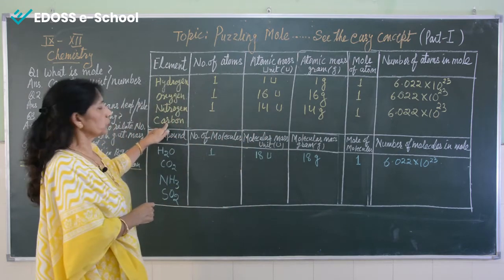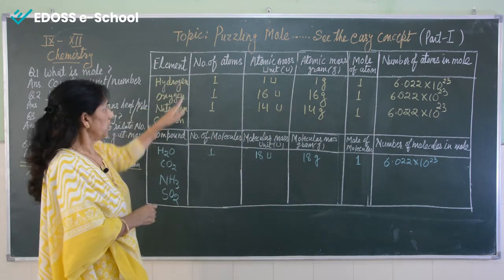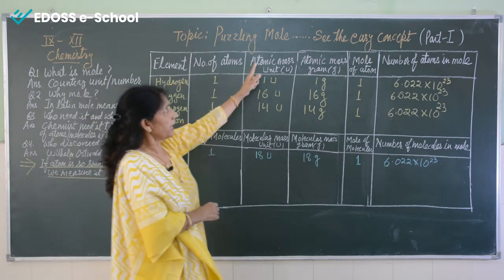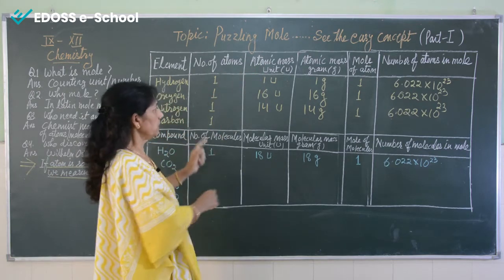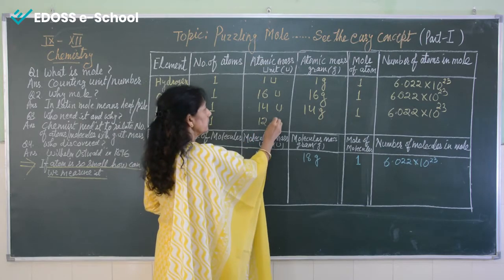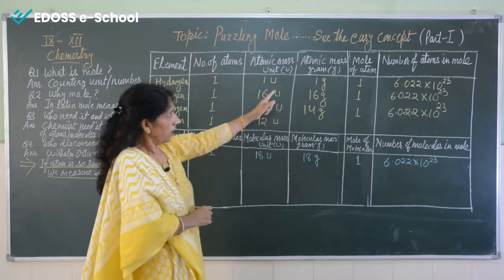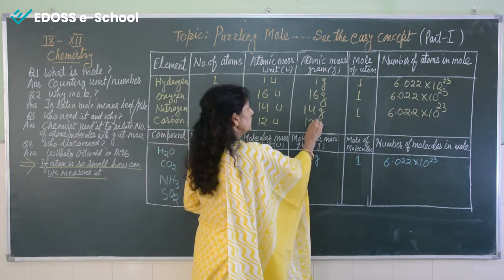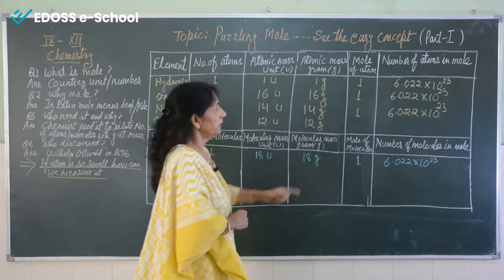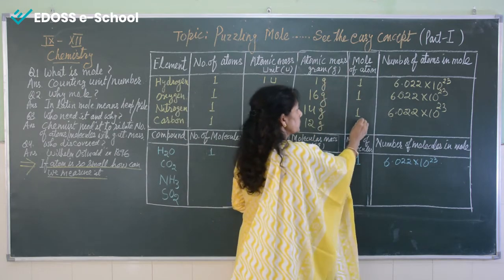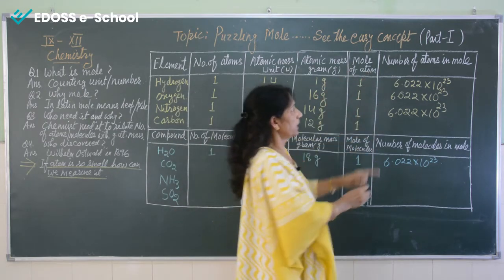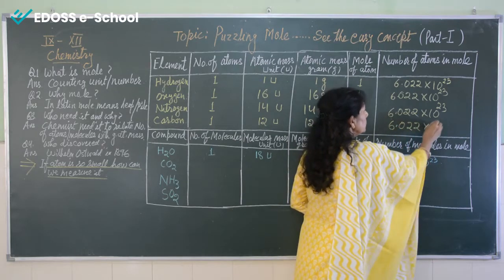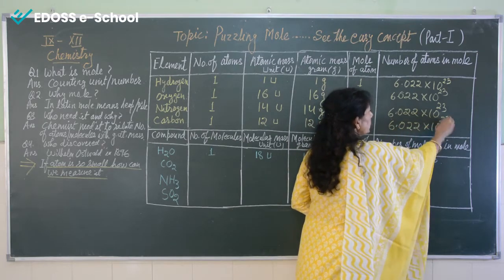Now if I am coming to carbon, the number of atoms I am taking for carbon is 1. What is the atomic mass of carbon? We know it is 12. The gram atomic mass will be 12 gram. The mole will be the same, 1, and the number of atoms in a mole will be the same, 6.022 into 10 raised to power 23.